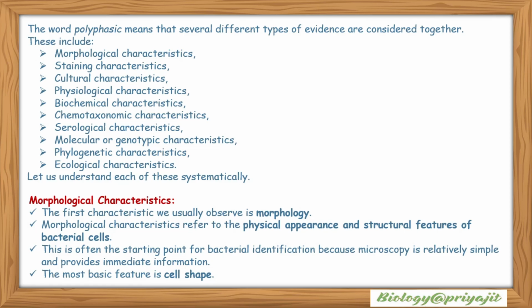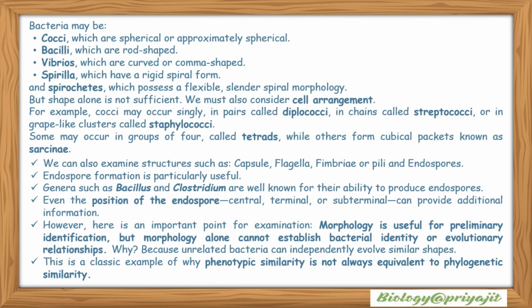What are morphological characteristics? The first character we usually observe is the morphology of the bacteria. Morphological characteristics refer to the physical appearance and structural features of bacterial cells. This is often the starting point for bacterial identification because microscopy is relatively simple and provides immediate information. The most basic feature is bacterial cell shape. Bacteria can be cocci, bacilli, vibrios, spirilla and spirochetes.